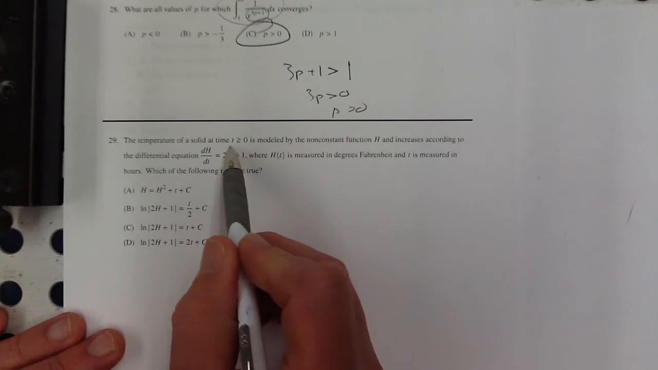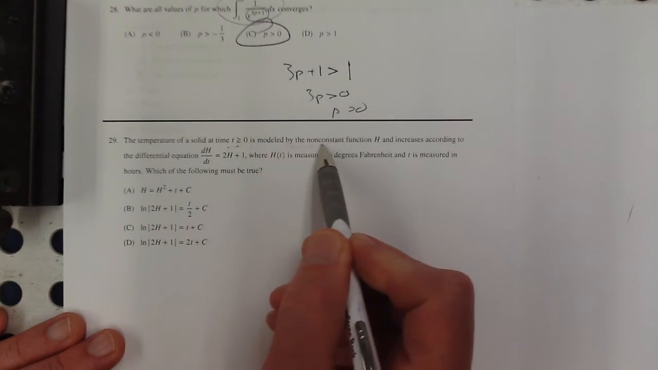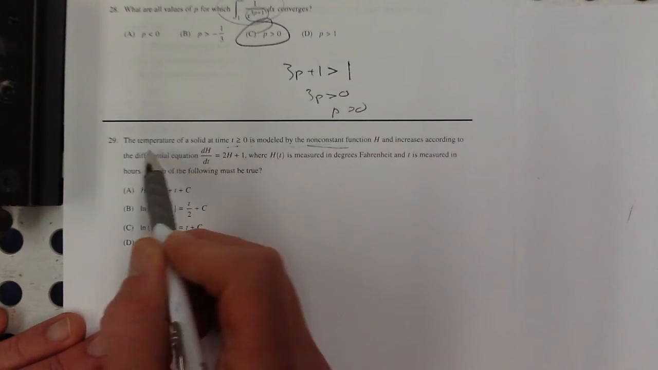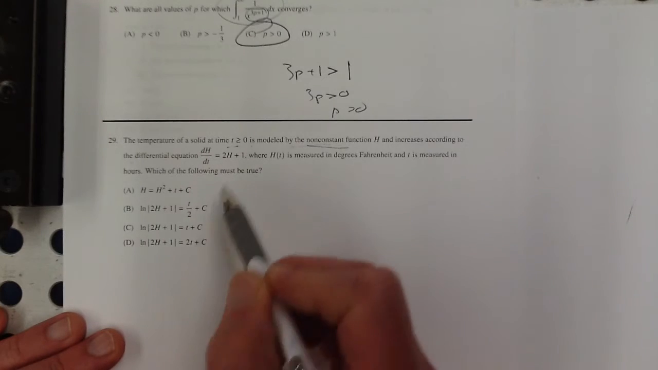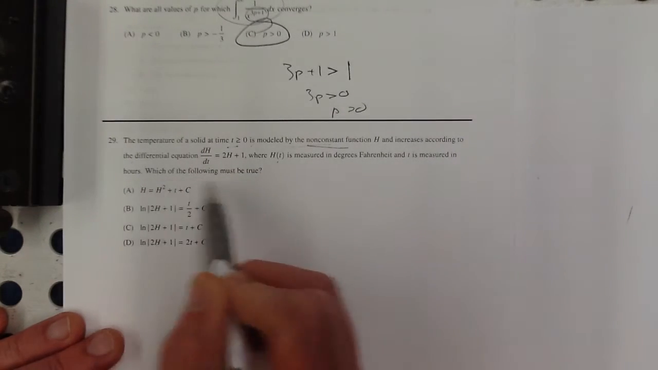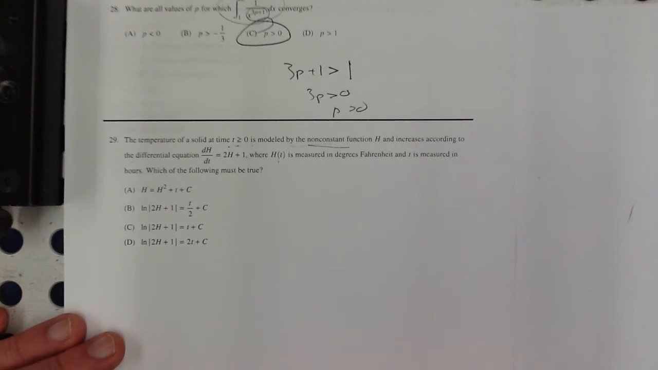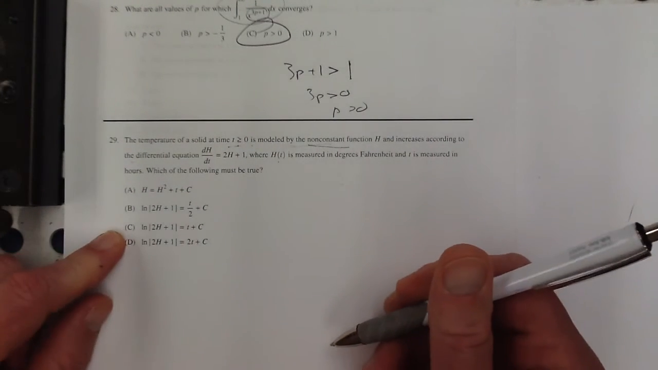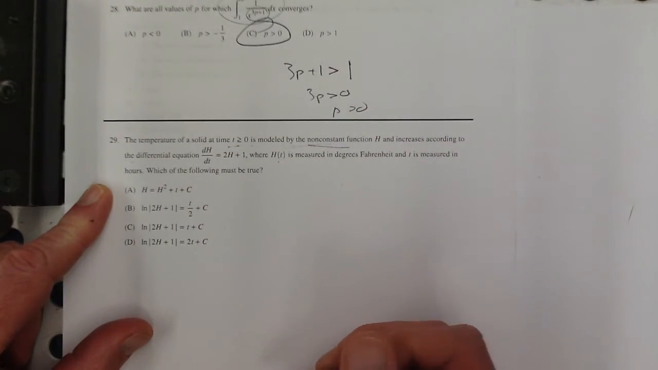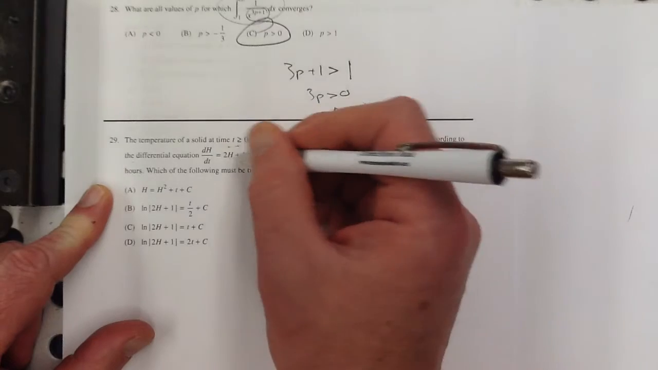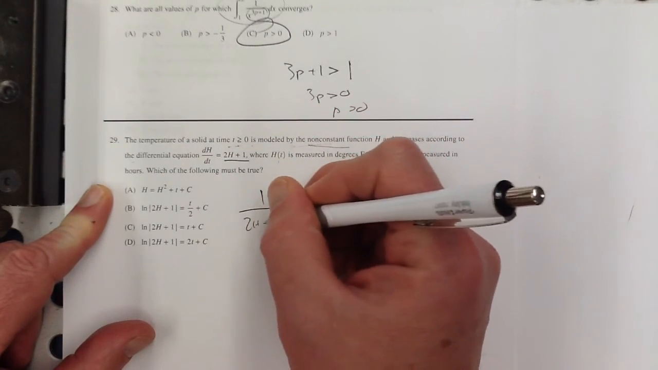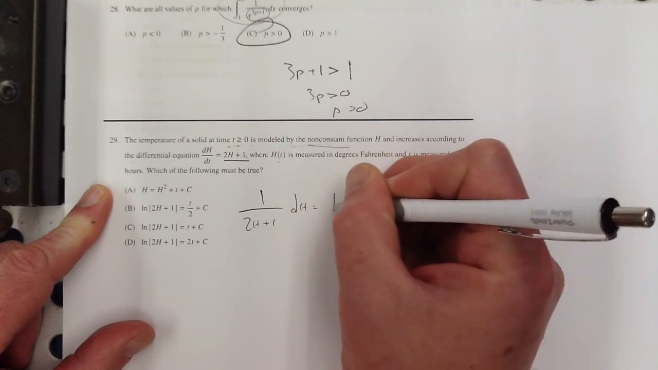The temperature of a solid at time t greater than or equal to 0 is modeled by the non-constant function h and increases according to the differential equation this, where h of t is measured in degrees Fahrenheit and t is measured in hours. Which of the following must be true? Well, it looks like these are solutions to this, so I guess we should do that. So let's see. That whole thing would have to go over to the other side. 1 over 2h plus 1 dh is equal to dt.